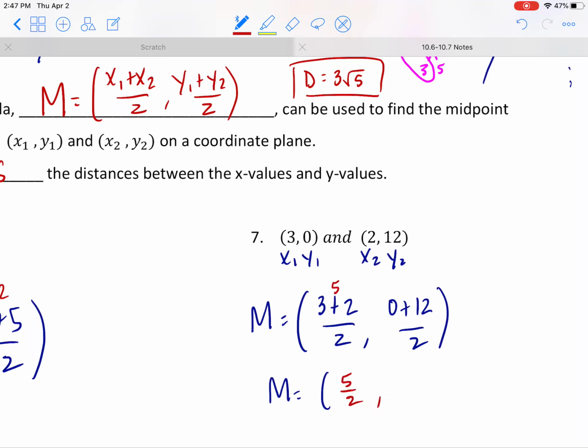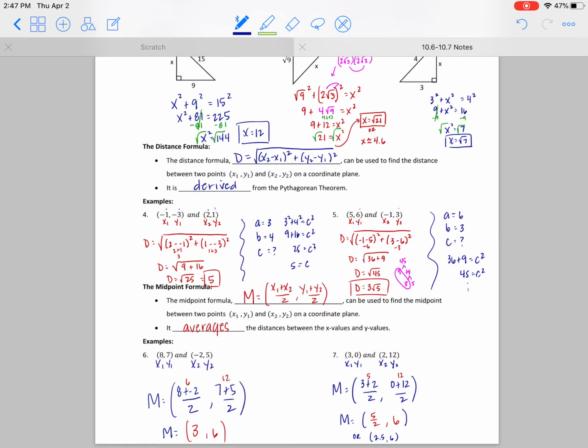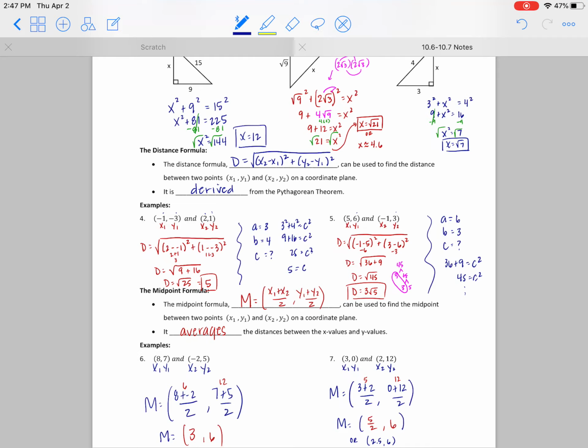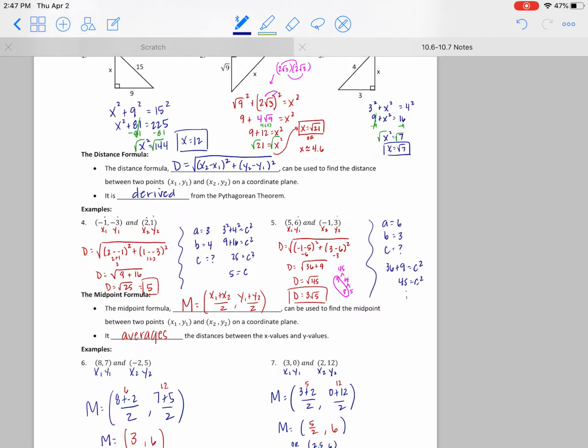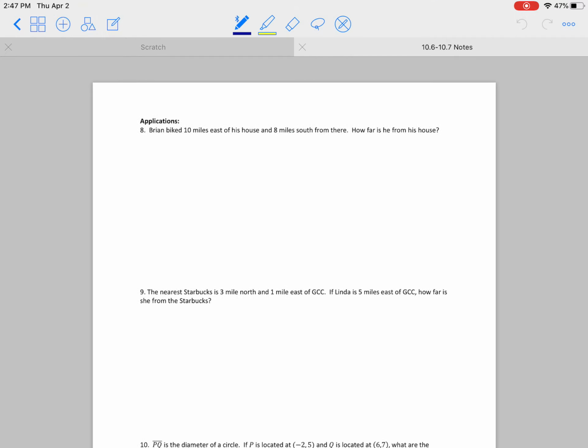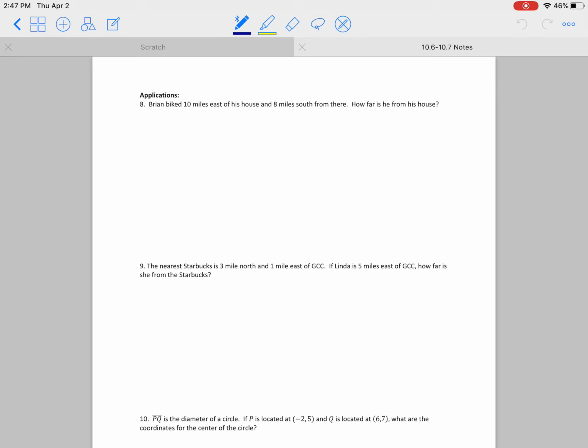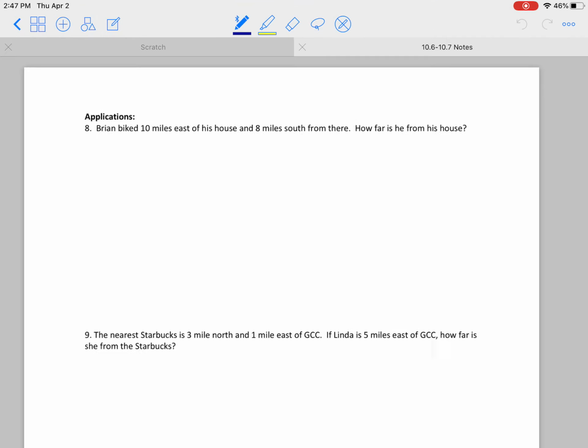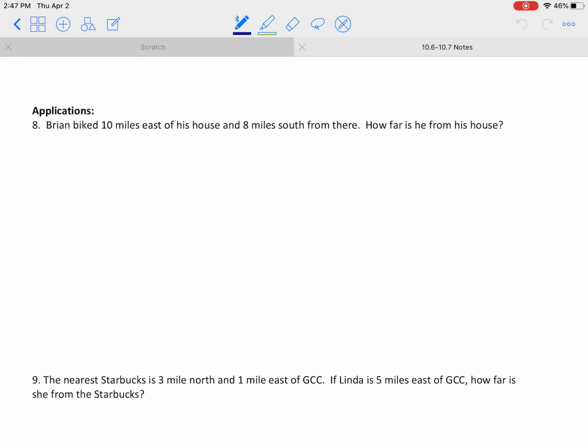So the midpoint is going to be equal to 3 plus 2 is 5, and 5 doesn't divide evenly by 2, so we can leave that as a fraction. 12 divided by 2 is exactly 6 again, so we're going to say the midpoint is at 5 halves and 6. Or if you wanted to make this a decimal, at 2.5 and 6, that would be fine too. Okay, either way. All right, so that's your midpoint formula.